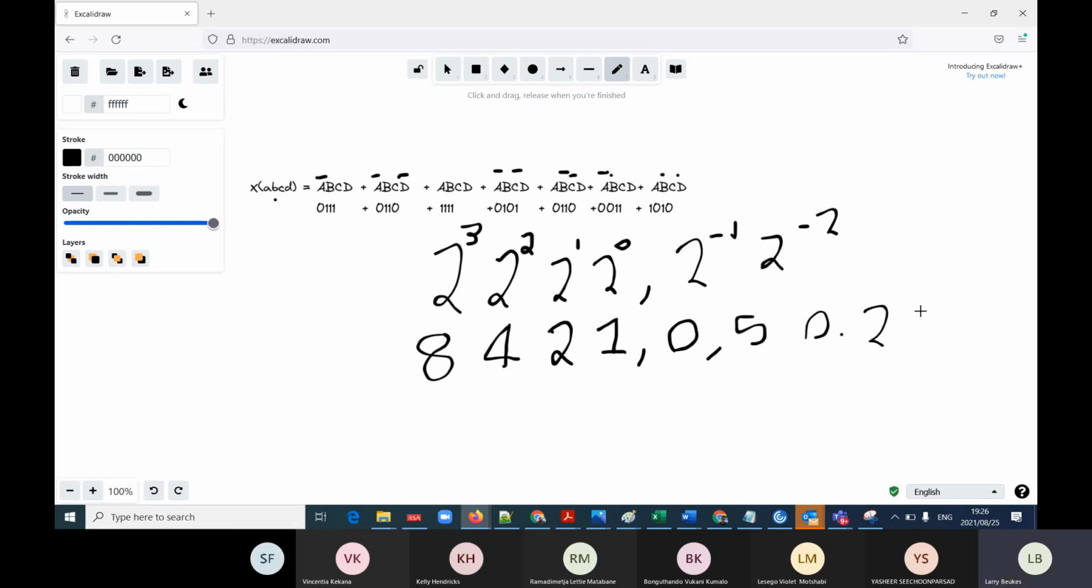0.25, right? So 2 to the power minus 3 will be half of this, 0.12 something. So every time you move to the left, you are doubling whatever you have. 1, double of 1 is 2, double of 2 is 4, double of 4 is 8. Do you understand? Now when you move to this side, you are basically taking half of everything. 8, half of 8 is 4, 2, 1, 0.5, 0.25. Understandable? You will only get that when you convert it.